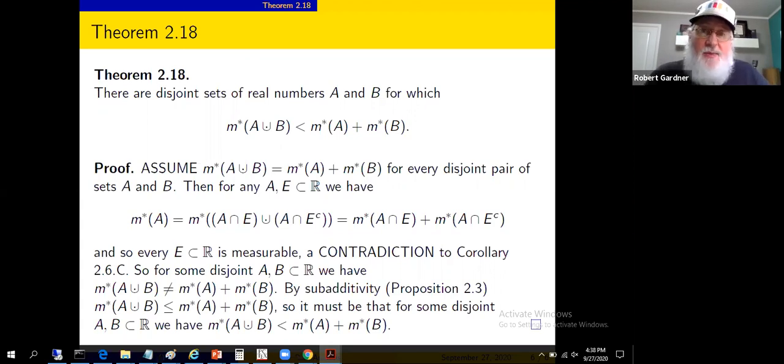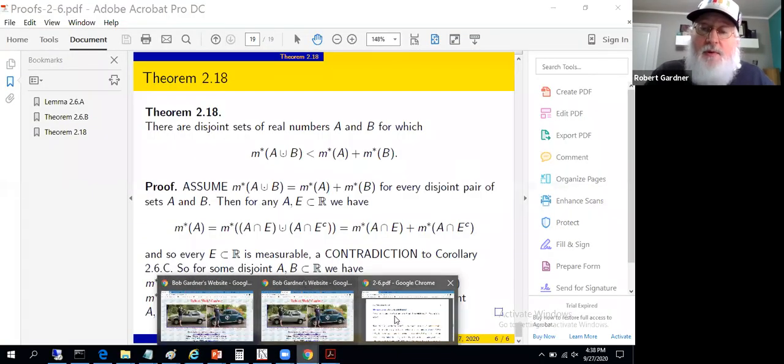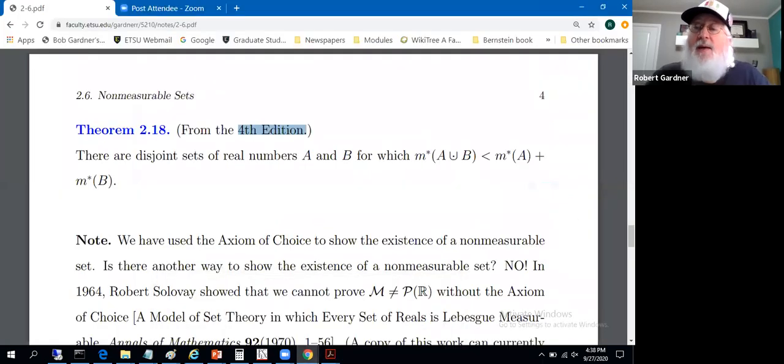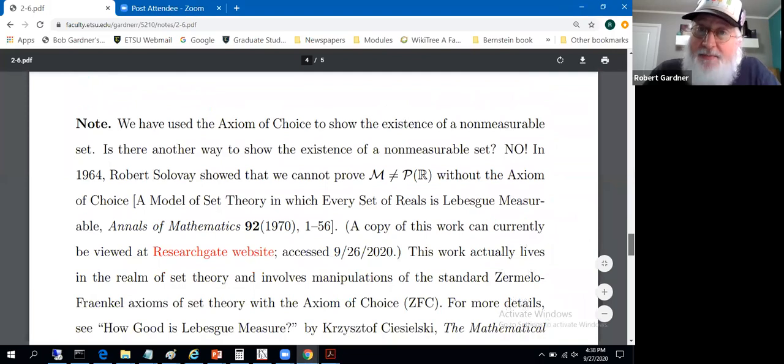That's a big shortcoming of Lebesgue measure, but it's an unavoidable shortcoming if you accept the axiom of choice. And you've got reasons to accept the axiom of choice. I'm about to say some belittling things about the axiom of choice. Well, it depends on your interpretation. We use the axiom of choice to show the existence of a non-measurable set.